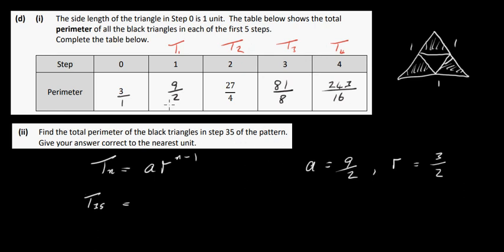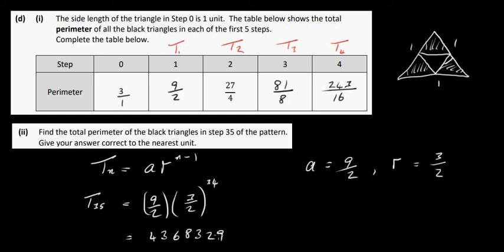It's going to be quite a big number. You can see the numbers are actually increasing here as we go along. So our a is 9 over 2, our r is 3 over 2, and we've got to raise it to the power of n minus 1, 35 minus 1, which is 34. If you do that, it's just calculator work here. You should be able to do that. You get 4,368,329. So that would be units, whatever units we're talking about.